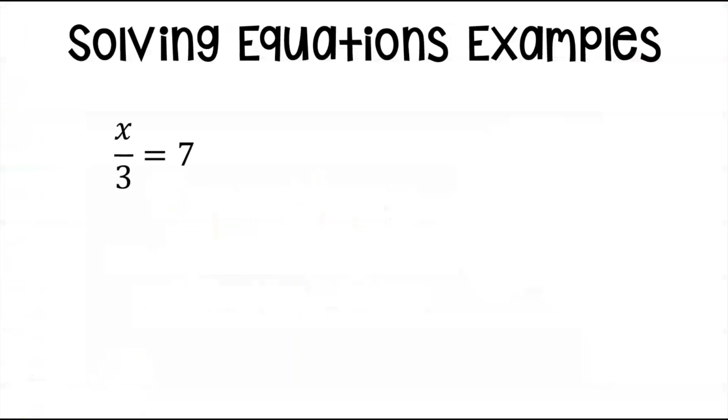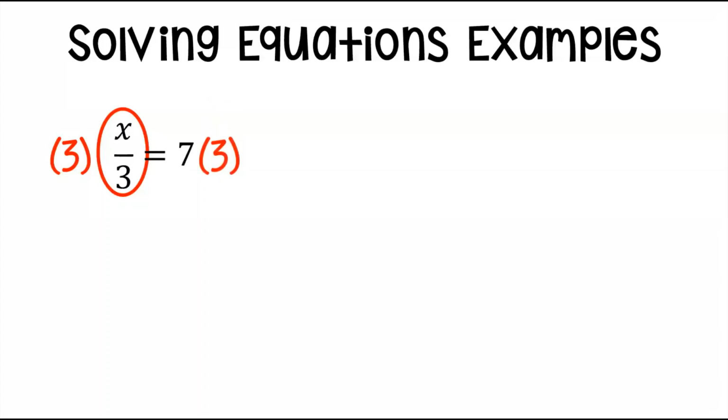This equation is x divided by 3 equals 7. So the first thing we need to do here, and by the way, remember that that fraction bar represents division. That's why this is x divided by 3 equals 7. We're looking for the number that can be divided by 3 that equals 7. So first we have to identify what's happening to this variable. Well, it's being divided. What's the inverse operation of division? That would be multiplication. So we'll multiply by 3 on both sides.